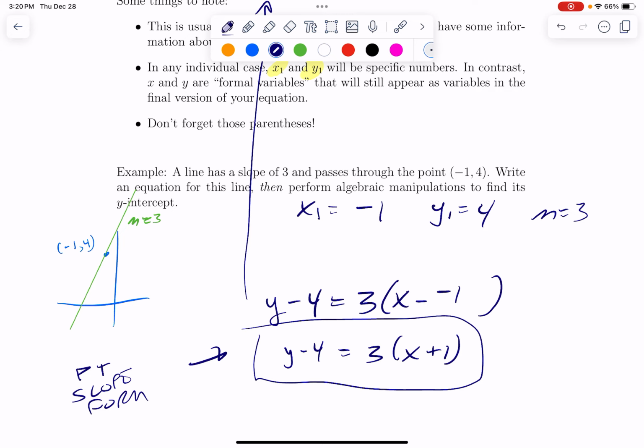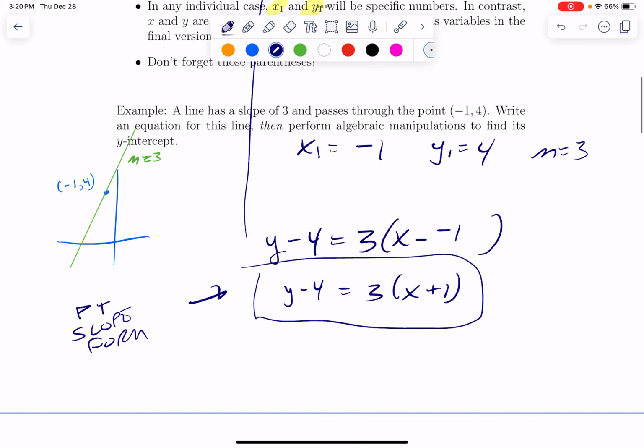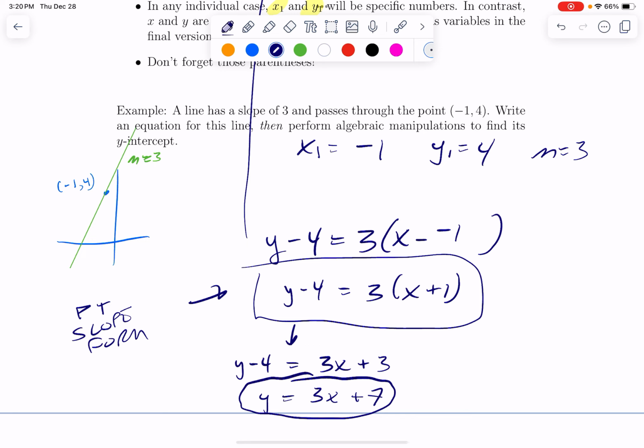Now, if we also wanted to know what this is in slope-intercept form, maybe we want to find the y-intercept, we can just do a little bit of algebra. So the first thing I'll do is I'll distribute that 3. Then to get y all by itself, I'll add 4 to each side, and we have y equals 3x plus 7. There it is. If y is all by itself, and we've cleaned up the right-hand side, we have it in slope-intercept form. And our y-intercept is 7.